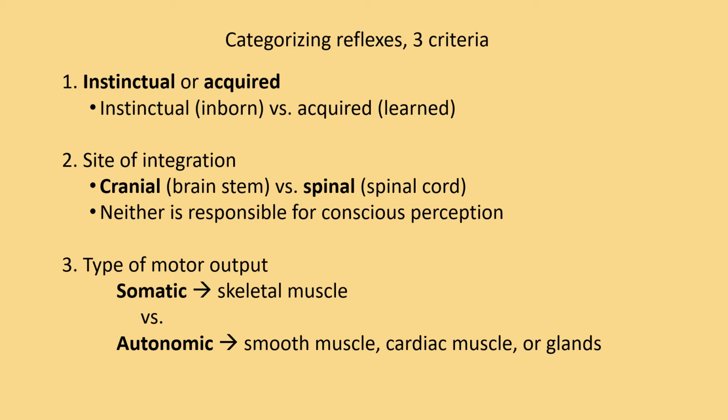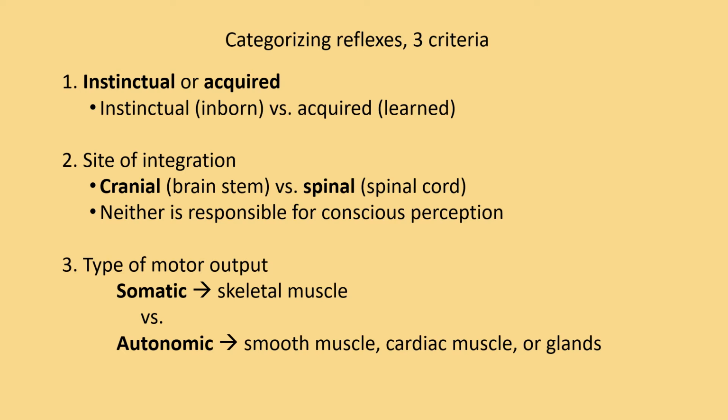All right. Number 3, the third criterion is the type of motor output. So this refers to, well, what is the effector? And you remember the effectors in the nervous system, the types of cells that motor neurons can stimulate are skeletal muscle, cardiac muscle, smooth muscle, and glands.